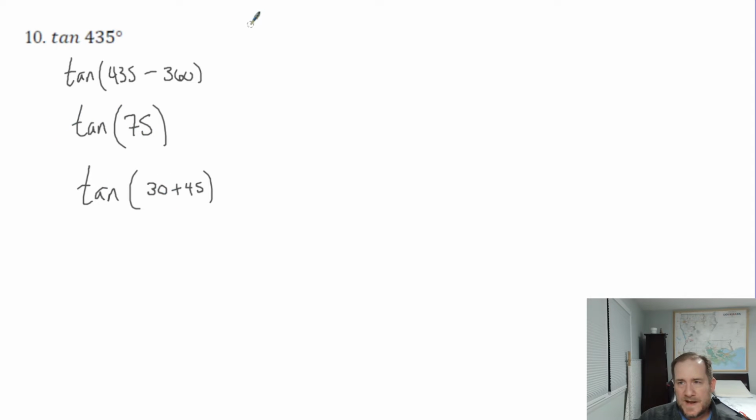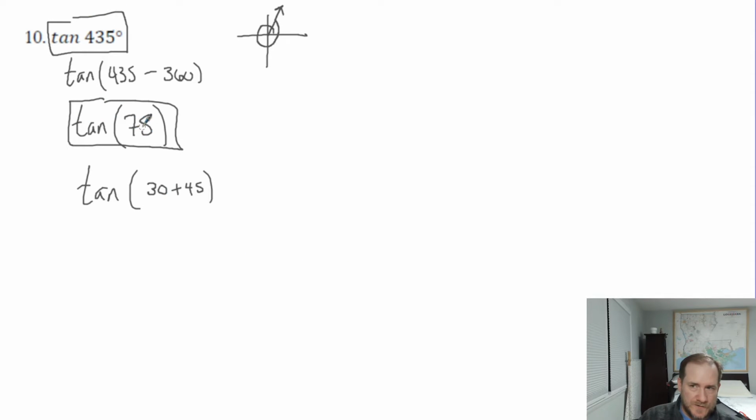Now here I don't even have to because 435 is in quadrant 1 anyway. So as you rotate around 360 plus an extra 75, you're talking about quadrant 1. You know that this expression should be positive. So if you re-express it as tan 75, that's obviously still quadrant 1, so we'll still be positive.